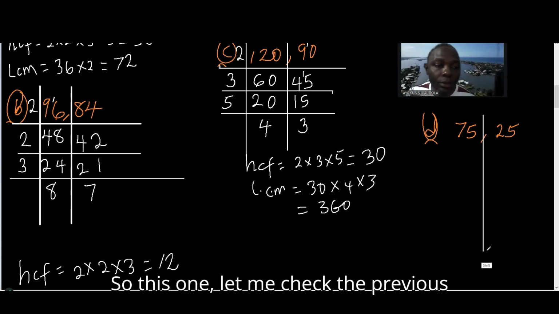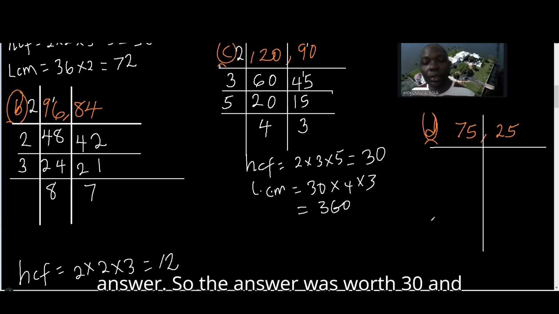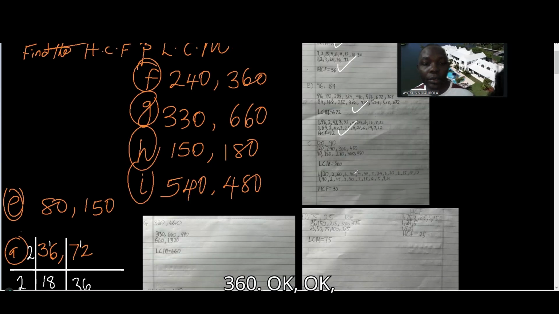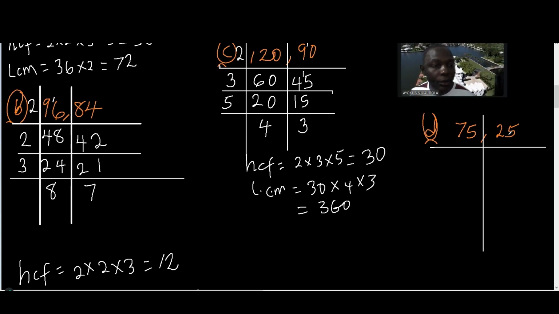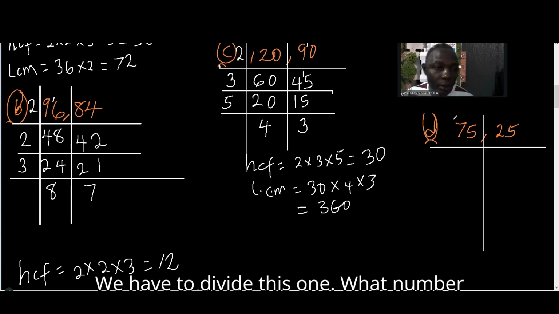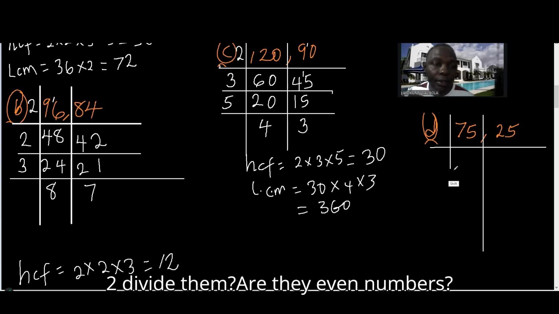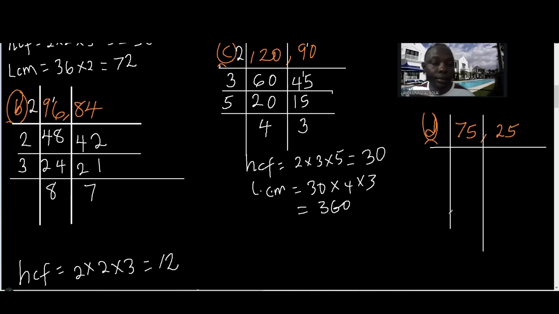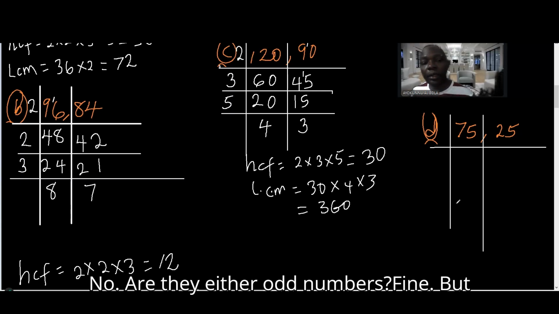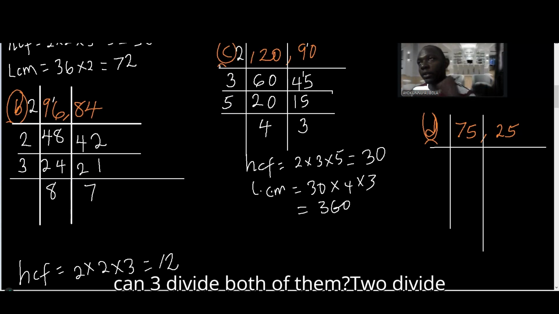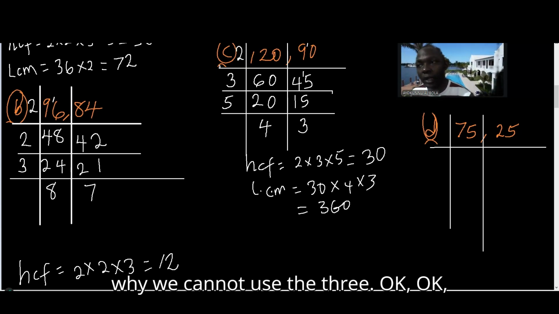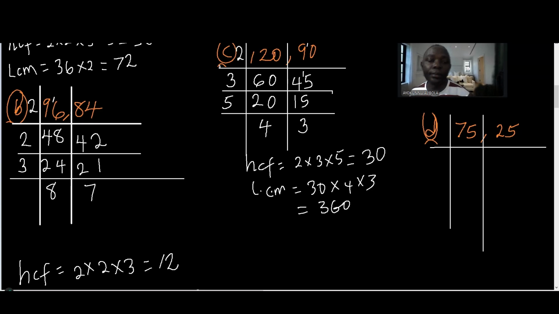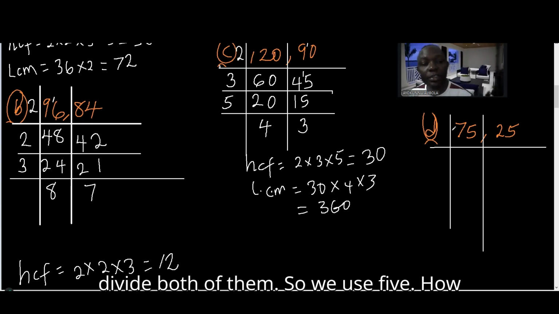So this one, no, let me check the previous answer. The answer was 30 and 360. Okay, so let's see. We have to divide this one. What number do you think can divide both of them? Can 2 divide them? Are they even numbers? No. Are they odd numbers? Fine. But can 3 divide both of them? 3 will divide 75, but 3 will not divide 25. That's why we cannot use the 3, because the number we must use must divide both of them.